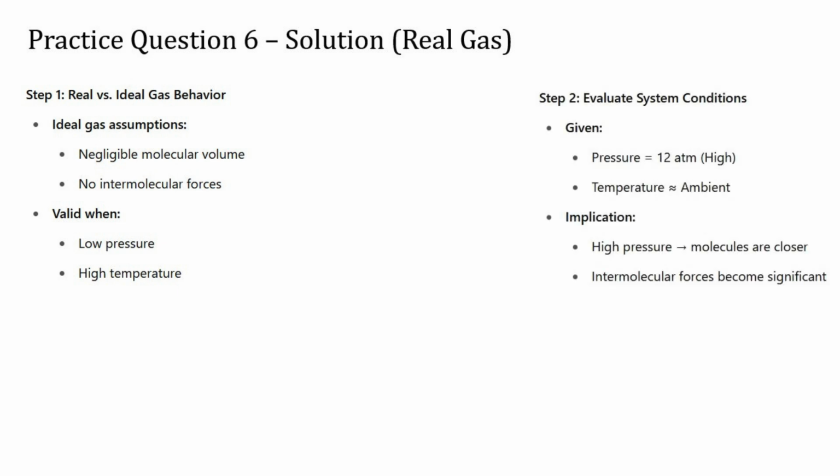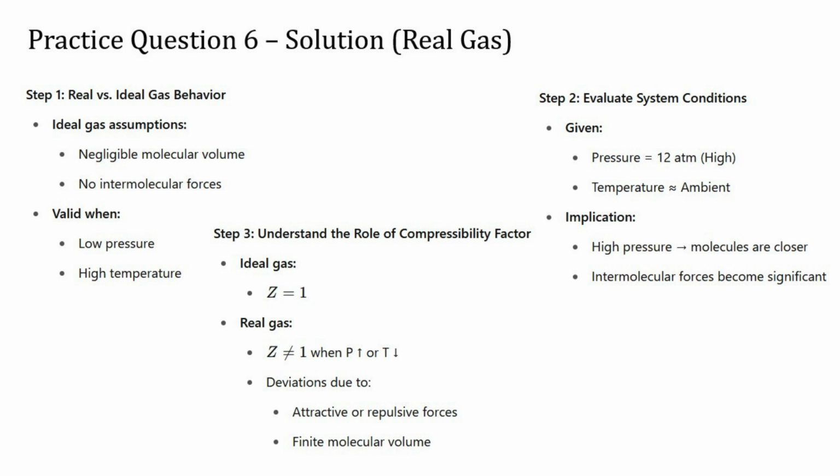However, in this scenario, the engineer is dealing with a system operating at 12 atmospheres of pressure, which is considered high. Even though the temperature is near ambient, the high pressure causes the gas molecules to be packed closer together. As a result, the intermolecular forces between them, whether attractive or repulsive, become significant and can no longer be ignored. Under these conditions, the behavior of the gas begins to deviate from what the ideal gas law predicts.